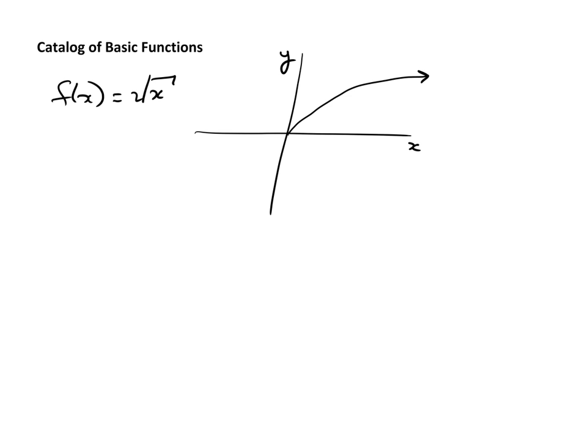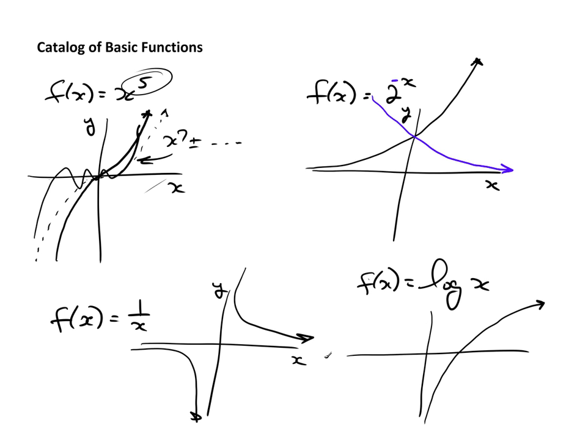And all of these functions, if I start adding other terms to it, or if I start modifying this, like square root of x minus 1, that's going to result in a translation. Likewise, here, if I make this 1 over x plus 2, that's going to be a horizontal translation. And we'll actually look at some translations as a refresher for you in a future Maple lab.